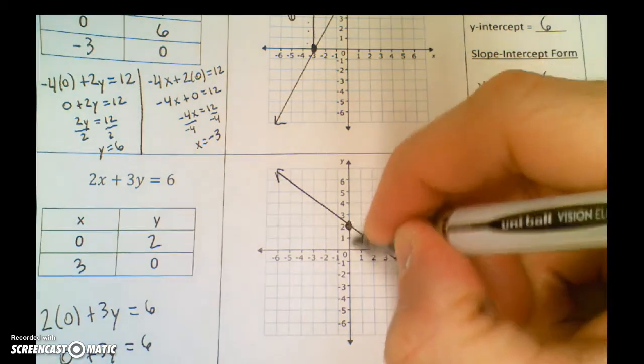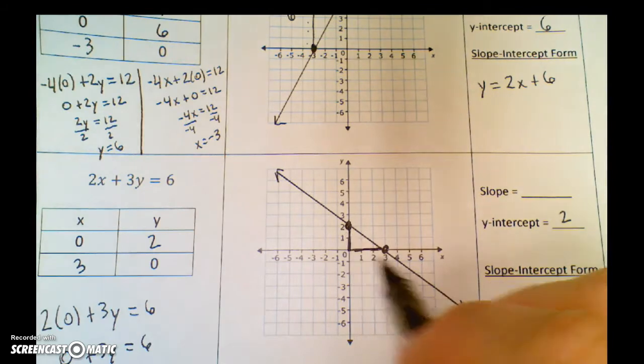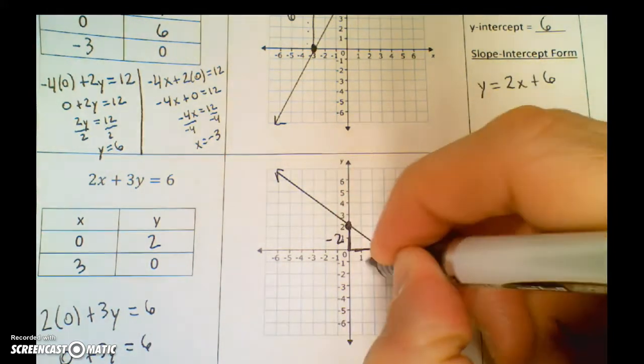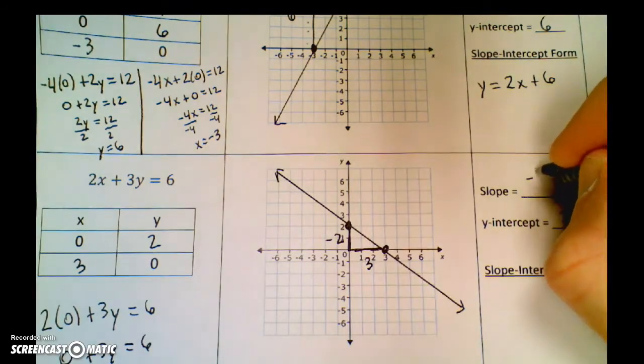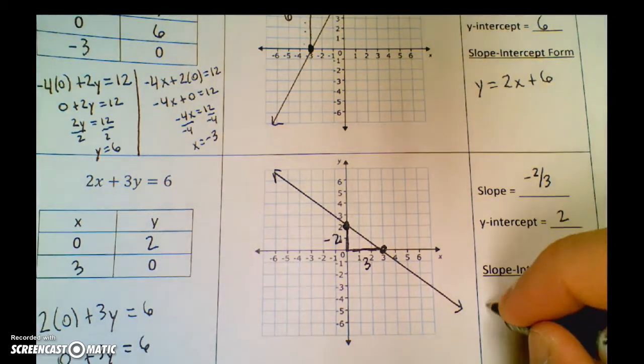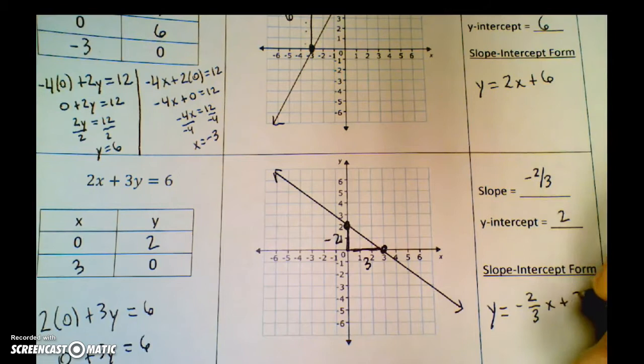And now let's figure out the slope. Remember, you always go from left to right, so I'm starting at the point that's furthest on the left and moving to the point that's on the right. I'm going down 2 spaces and over 3 spaces. So my slope is negative 2/3. So writing that in slope-intercept form, I have y = -2/3x + 2.